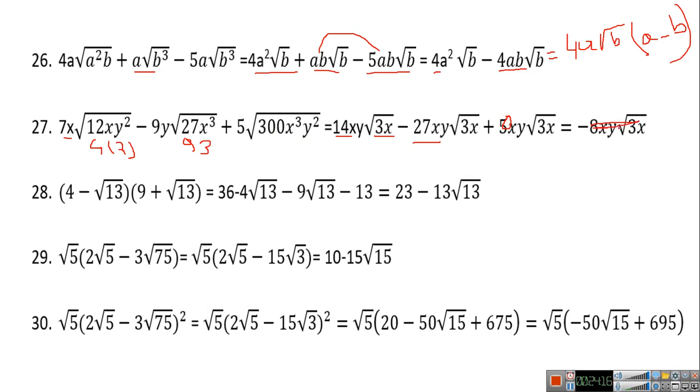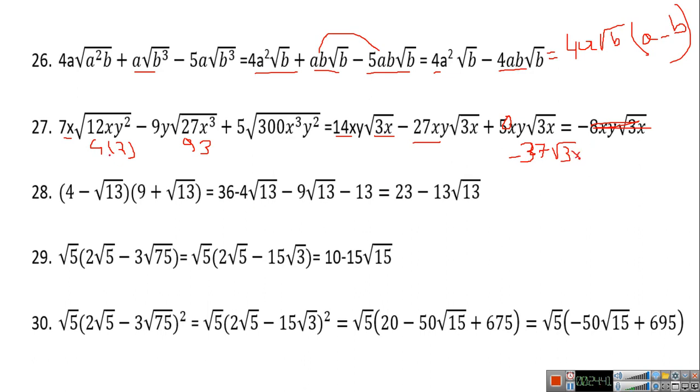Now what do I have? Xy, xy, xy, root 3x, root 3x, root 3x. So I can add 14 minus 27 is minus 13. Minus 13 plus 50, it is 37, so 37 root 3x.